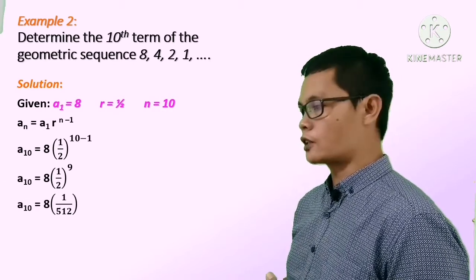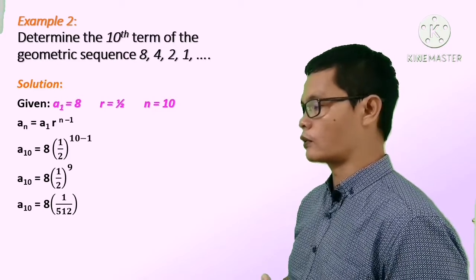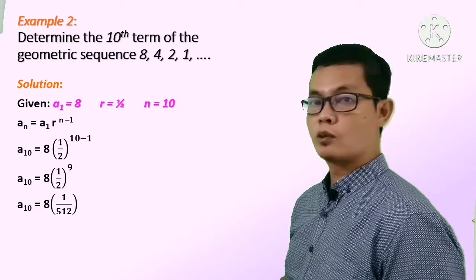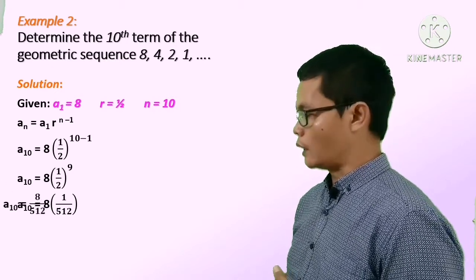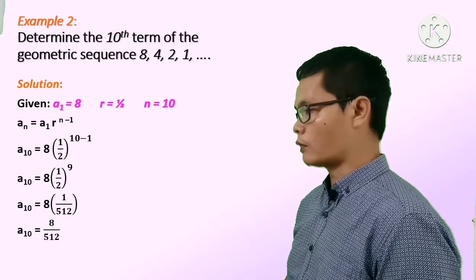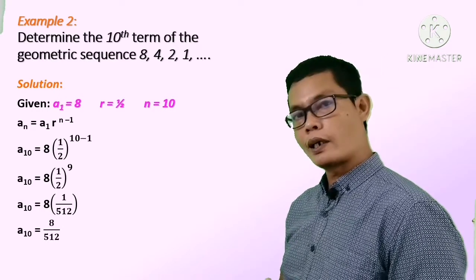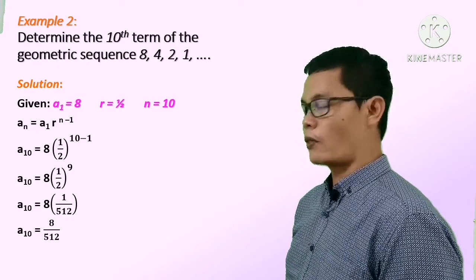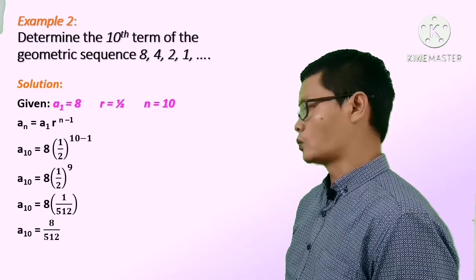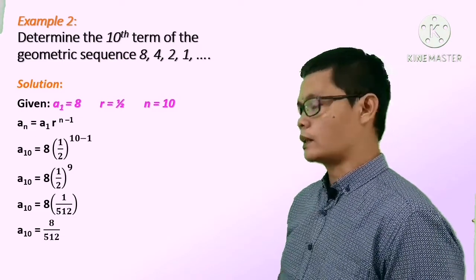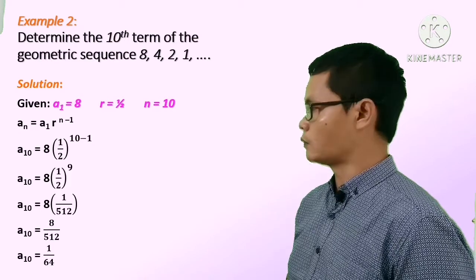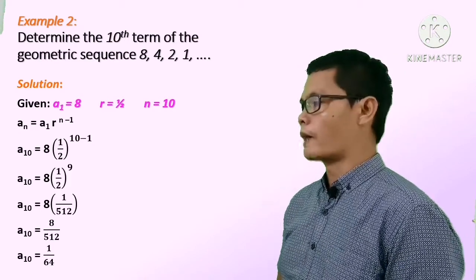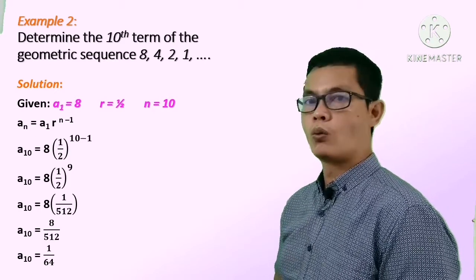1 raised to the power of 9 is 1. 2 raised to the power of 9 is 512. So we got 1 over 512 multiplied by the first term 8. Just multiply the numerators: 8 times 1 is 8. Denominator 512. Just simplify by reducing to lowest terms by dividing by 8. Both numbers can be divided by 8. So we got a sub 10 equals 1 over 64, which is the 10th term of the geometric sequence 8, 4, 2, 1.